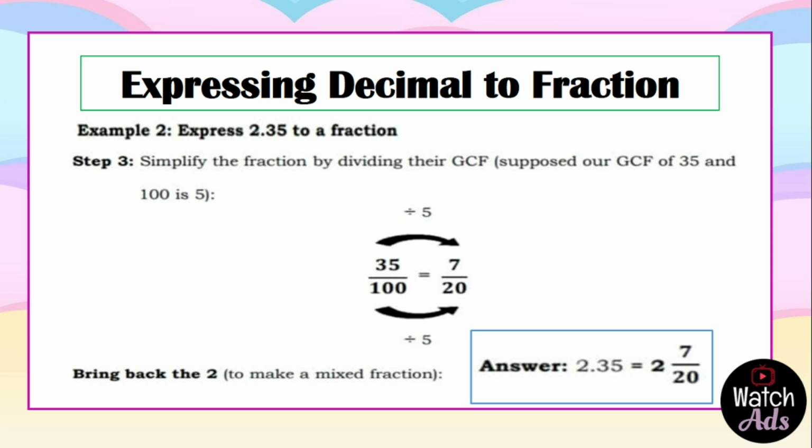Now the GCF is 5. 5/5 is equal to 1. Now our answer is 7 over 20. Now we bring back the 2. Don't forget the 2. That is a whole number. Now our final answer is 2 and 7 over 20.